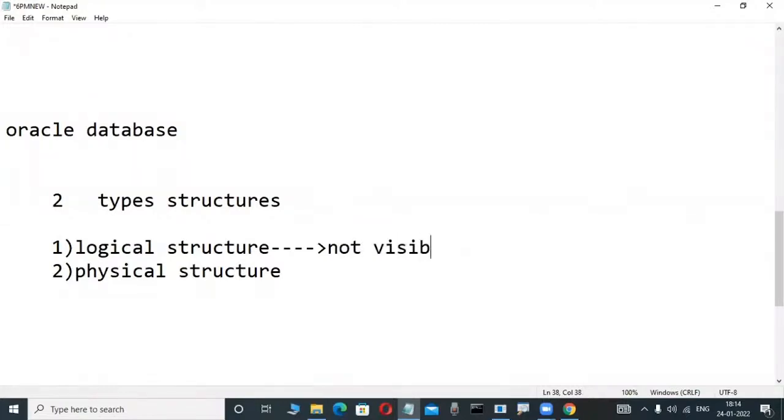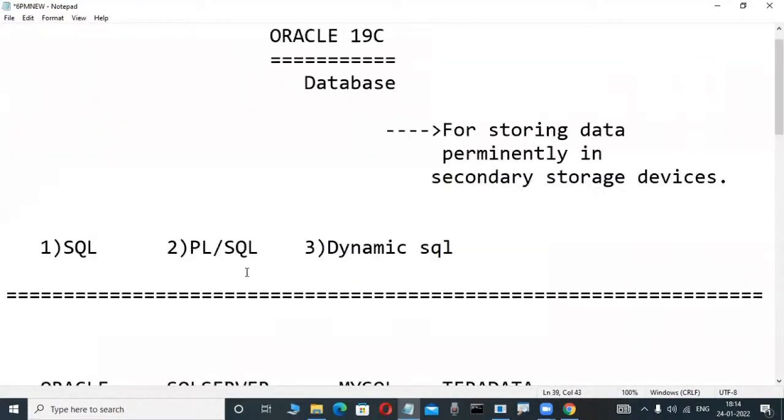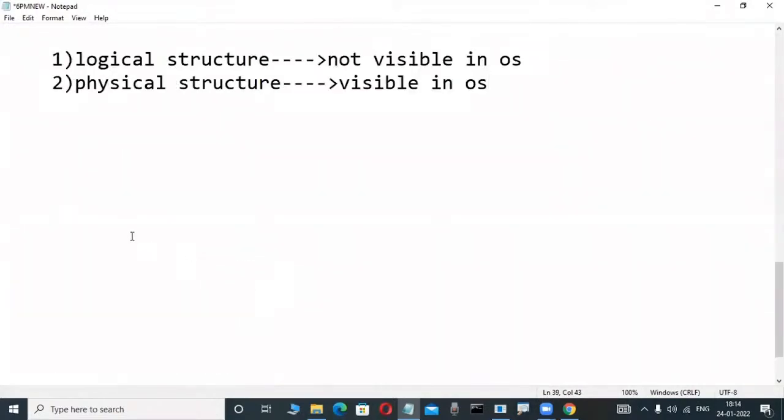in the operating system, not visible in the OS, is called a logical structure. A physical structure means whenever we install Oracle, SQL Server, DB2, these softwares, physical files are automatically created, as I told you in previous classes. That's why a structure which is visible in the operating system is called a physical structure. Don't worry.